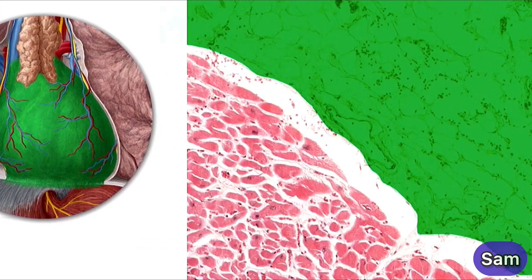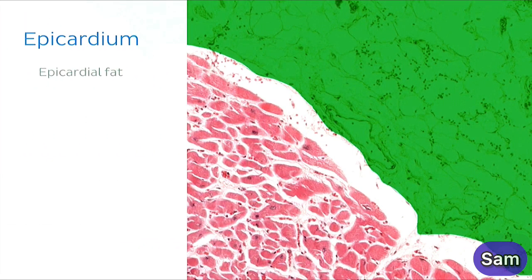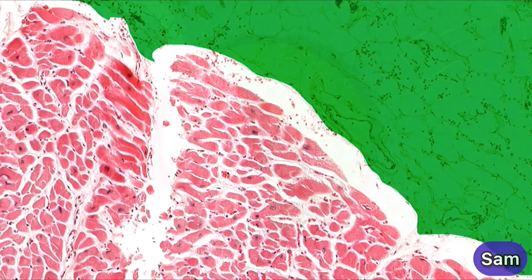Between the pericardium and the epicardium is a layer of fat or adipose tissue known as epicardial fat, seen here in this micrograph. On its inner surface, however, the epicardium is fused to the myocardium.